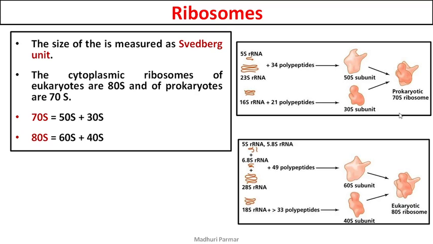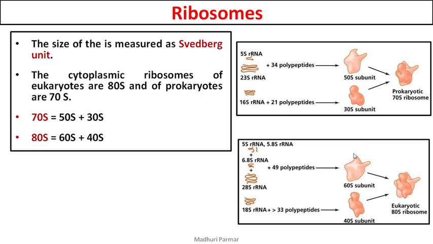ribosome. In eukaryotes, the ribosome is 80S type. Here again, the rules of addition do not apply. 60S will be the larger subunit and 40S will be the smaller subunit. Together, 60S plus 40S gives you 80S. Clear? So the 80S type of ribosomes are found in eukaryotes.